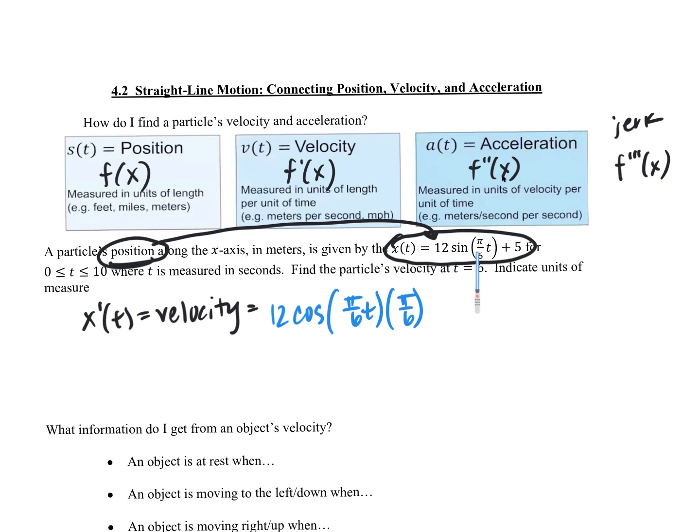Did we find the derivative of this? Did I leave off the 5? Yep, because the derivative of 5 is 0. It's the first yes I've gotten from Graham today. Where's this pi over 6 coming from? Chain rule. Very good, you guys.